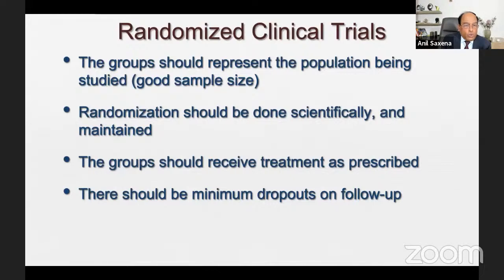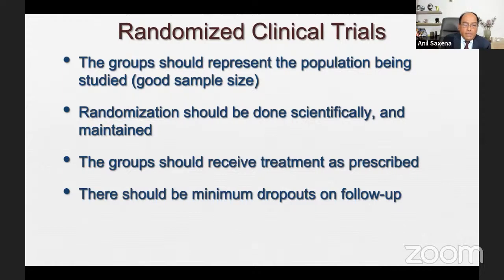Sometimes there is a lot of crossover in the treatment. So then you can say that the randomization was not maintained. The group should receive the treatment as prescribed. Again, too much crossover reduces the value of your clinical trial. And there should be minimum dropouts on follow-up.